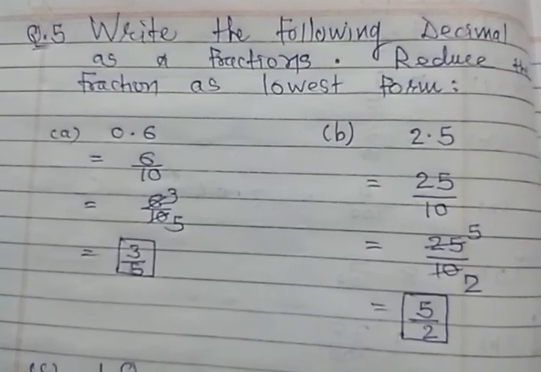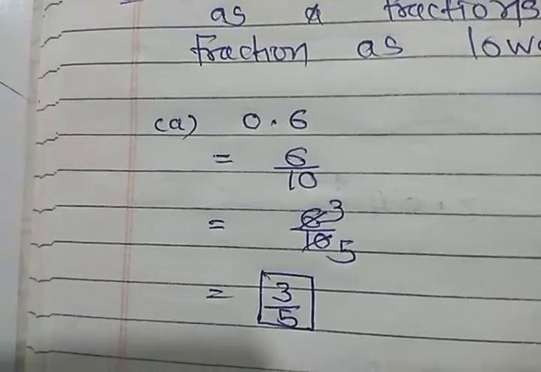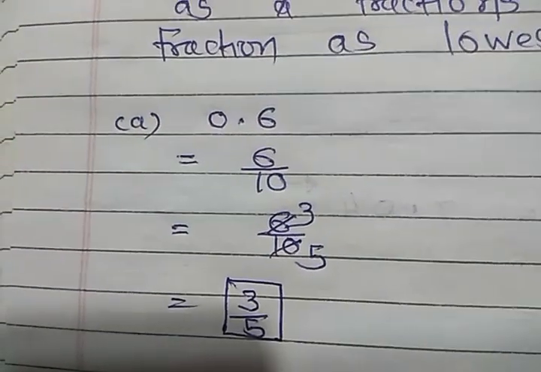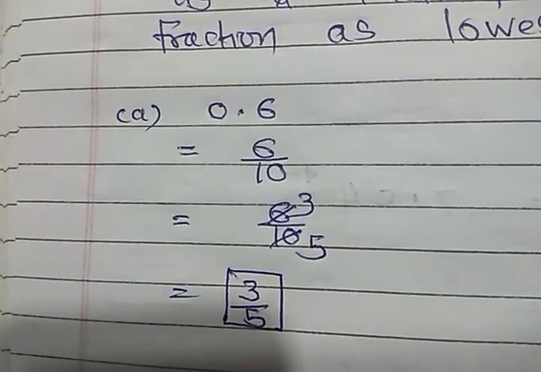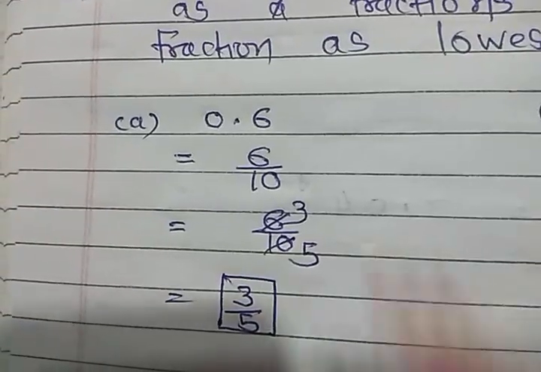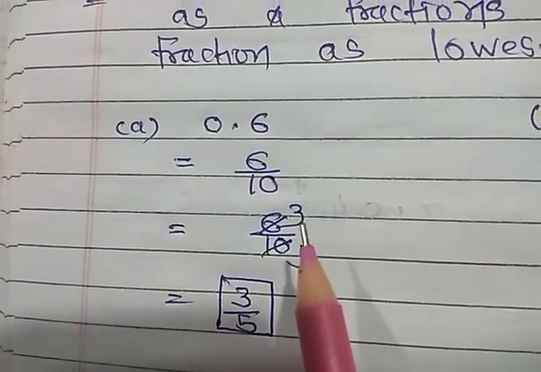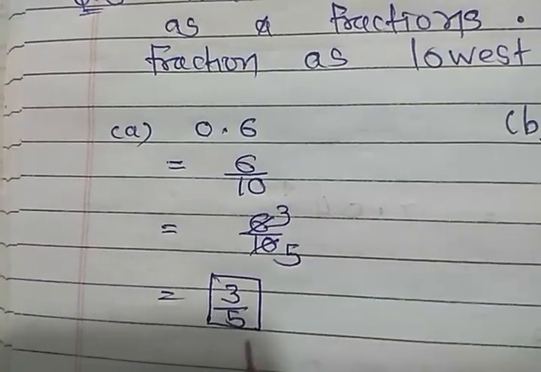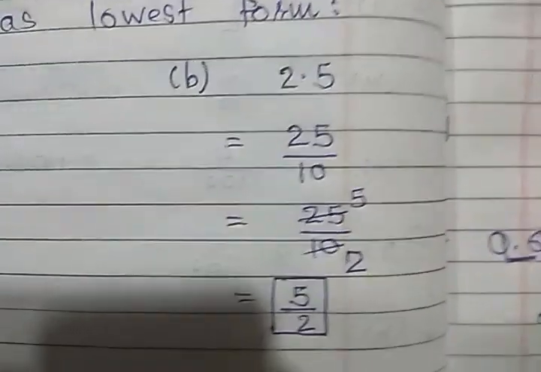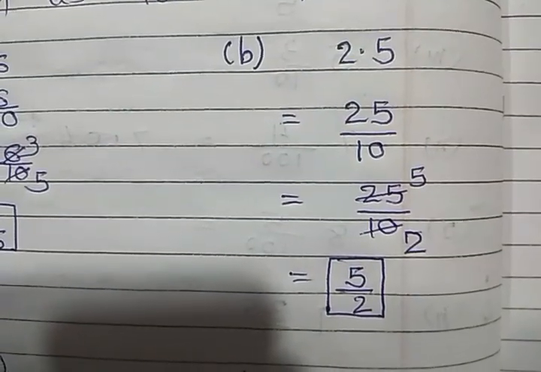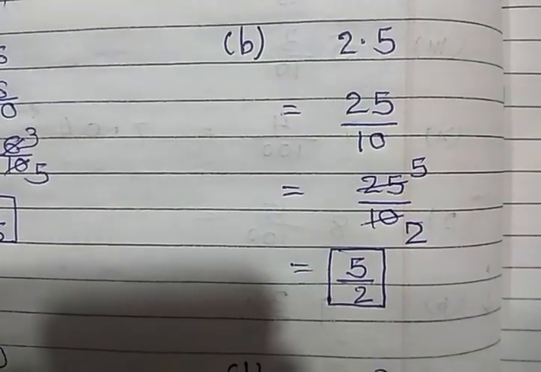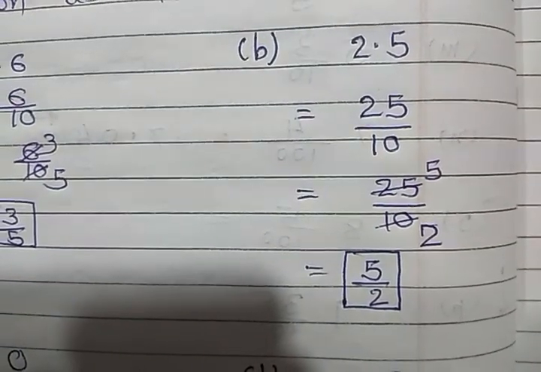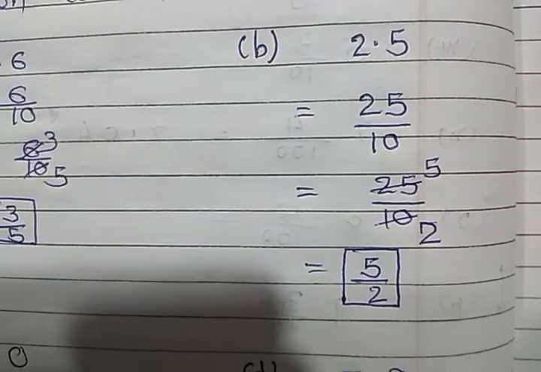Now the first one, you see, is 0.6. So 0.6 means what? 6 upon 10. Now you convert it into reduced form. 6 upon 10: 2 3s are 6, 2 5s are 10. So 3 upon 5. Okay. Another is 2.5, so 25 upon 10. Now if cancellation is possible, do it. 5 5s are 25, 5 2s are 10. So 5 upon 2.